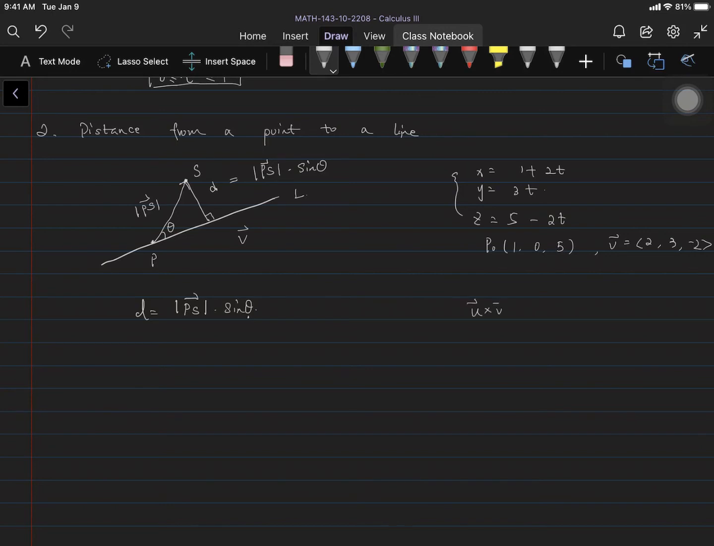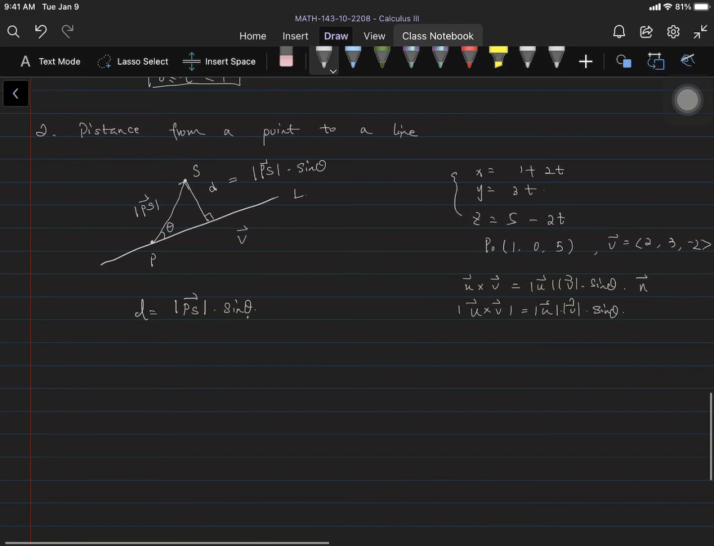U cross V, the length equals U length times V length times sine theta, right? Actually, another definition for the cross product is given by this one: U, V, sine theta, and the n vector. But if we take the length, it equals the U length times V length times sine theta.